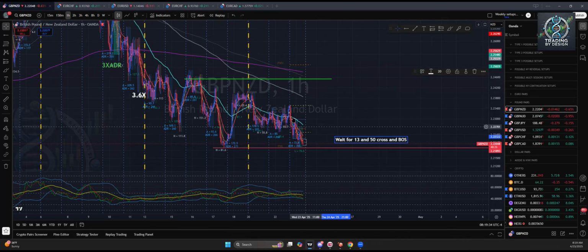But at this point, I'm just waiting for the EMAs to cross, confirming that we are creating a peak formation high. I'm sorry, peak formation low. But at this point, I don't see that evidence happening, so I'm just going to leave this alone.